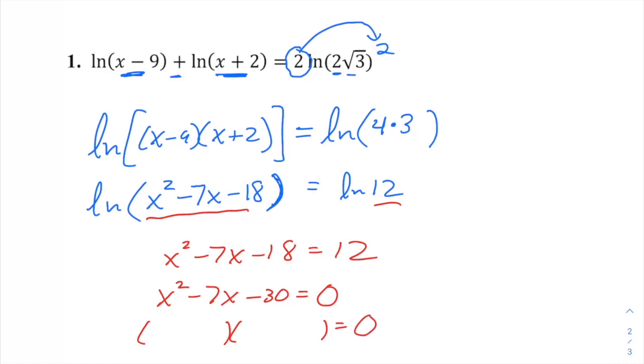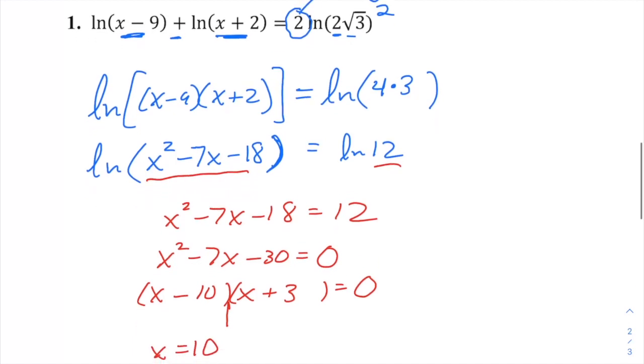Yes, we're looking for two numbers that multiply to negative 30 and add up to negative 7. That would be minus 10 and positive 3. And then when we set each factor equal to 0, we get x equals 10 and x equals negative 3.